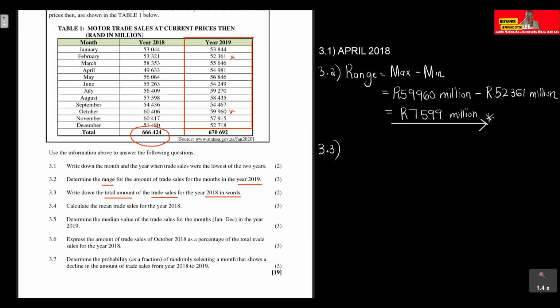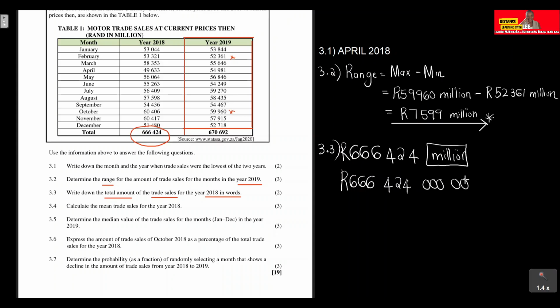I'm firstly going to write down the digits right out. We already know that it's 666, and then 424 million. This is the value in rands. Now we want to convert this into words. So it's going to be 666, then 424, and then we know that if it's a million, we need to have 6 zeros. So it's 1 2 3 4 5 6.